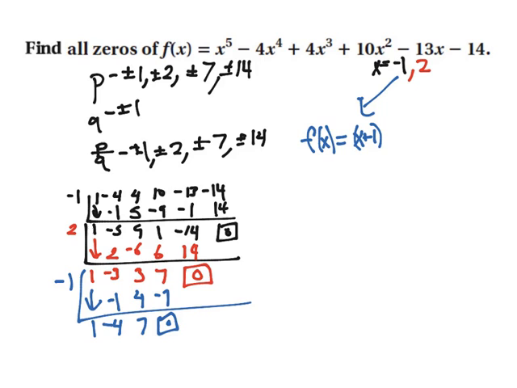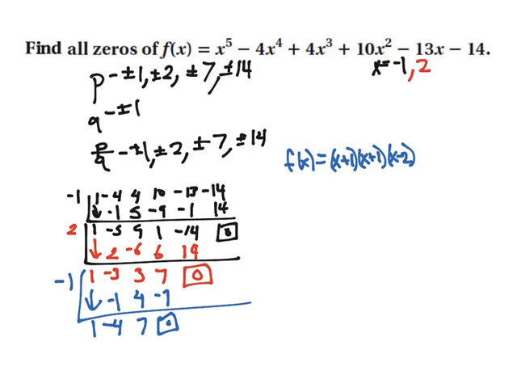So now what we have, okay, is f of x equals x plus 1, and then we have two of those, so x plus 1. And then we have x minus 2. And I'm going to have to rewrite that because I'm not going to be able to fit it on the screen. So let me rewrite that. f of x equals x plus 1, x plus 1, x minus 2. And then we have our last factor here, which is x squared minus 4x plus 7, which we got from right here.